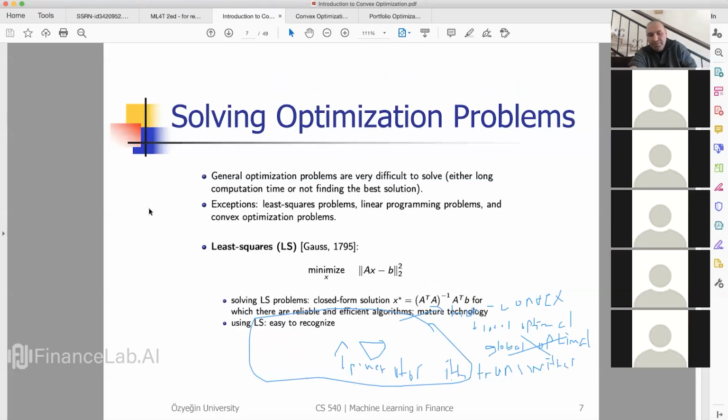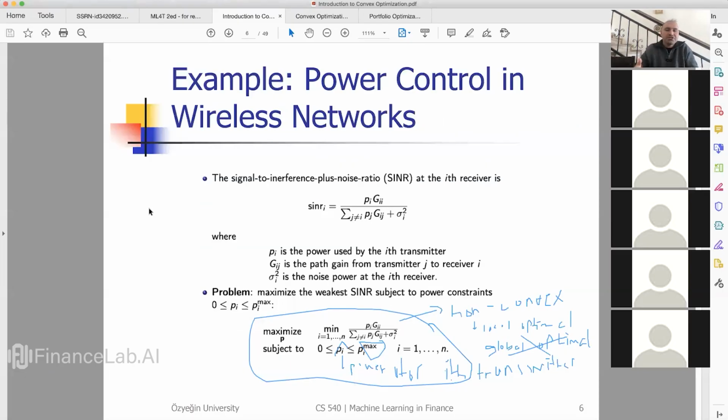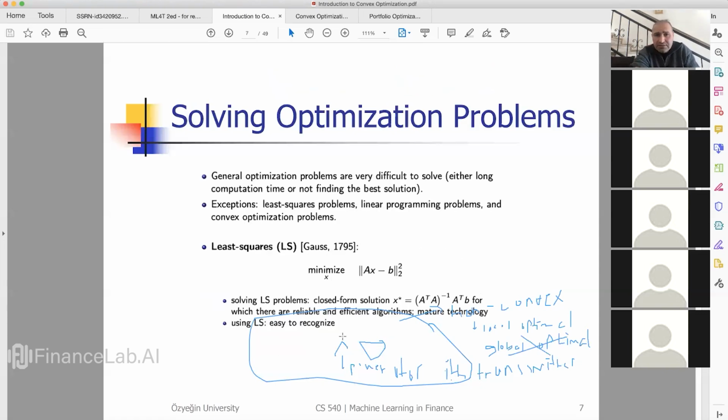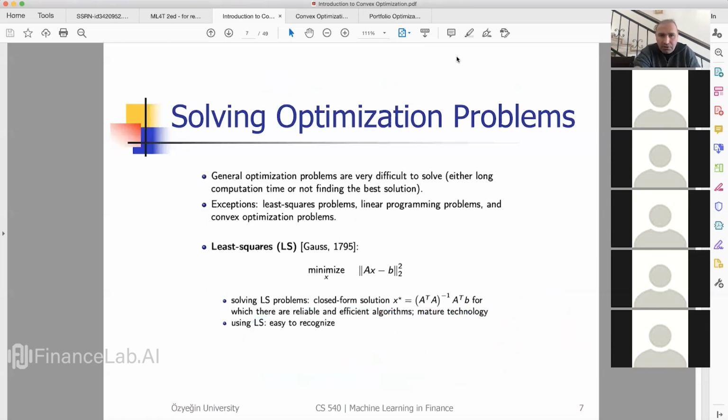General optimization problems: you can come up with any optimization problem, like this, max or min, or something more complicated as well. In general, they are difficult to solve. Depending on the case, they may not find the best solution, as I described, if it's a non-convex problem, or they have long computation times.